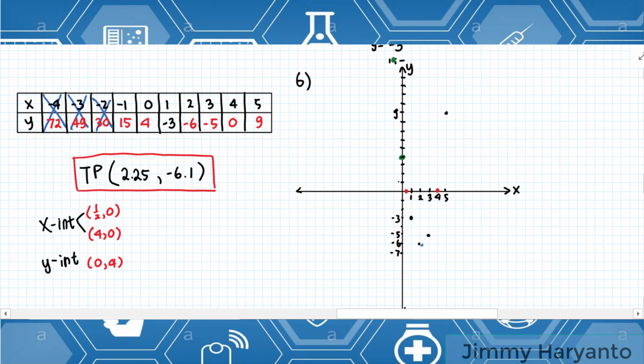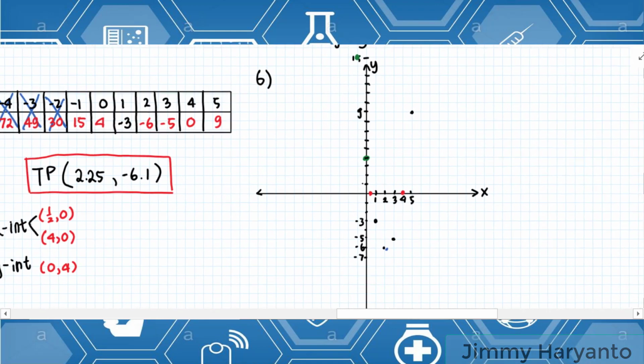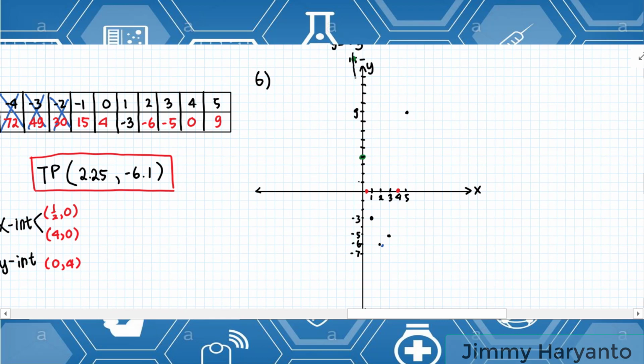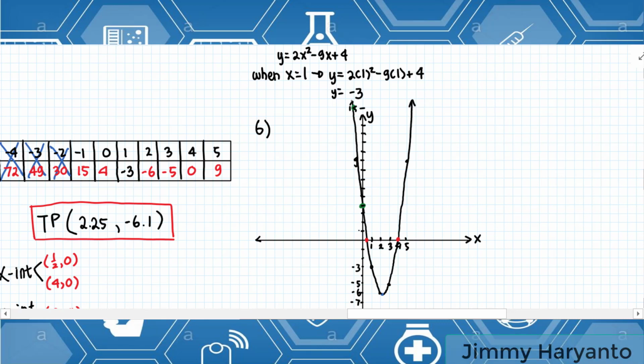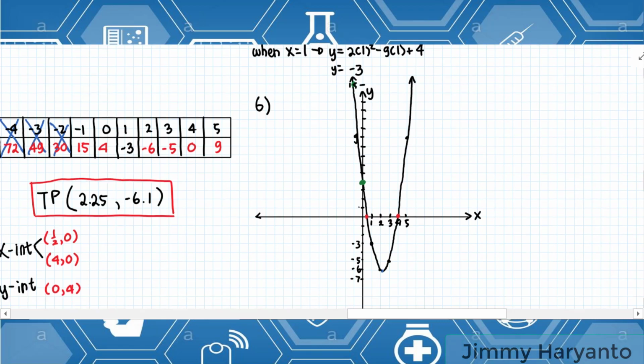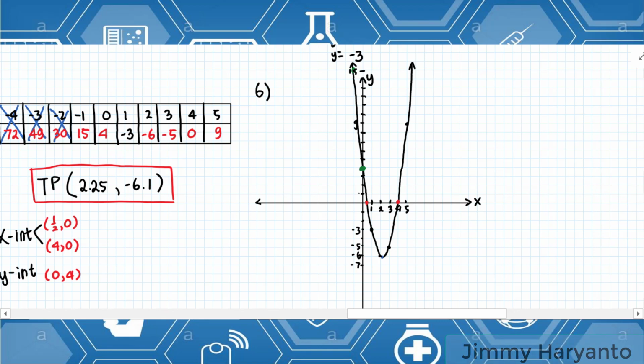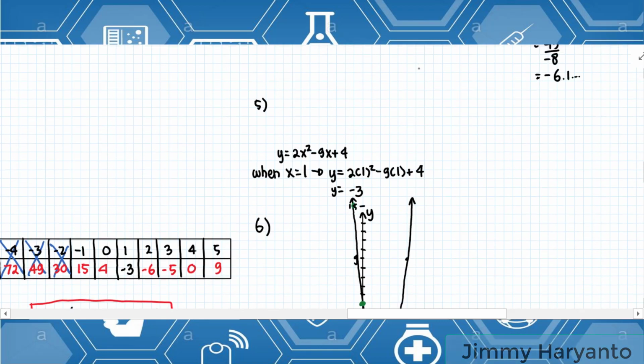Okay, all set. Now we only have to connect it like that, and then the turning points. You have to turn at the turning points. Because the graph continues, we have to put an arrow on the edge of the curve. Okay, so this is the graph. You can label it y equals 2x squared minus 9x plus 4 if you want.